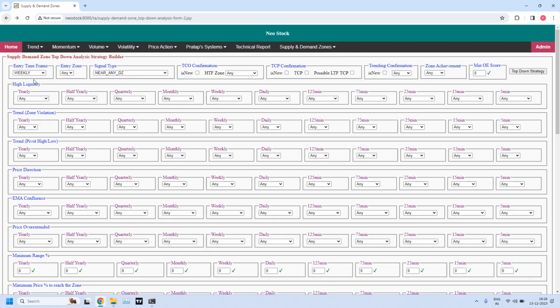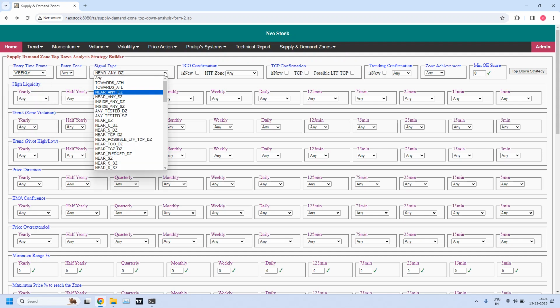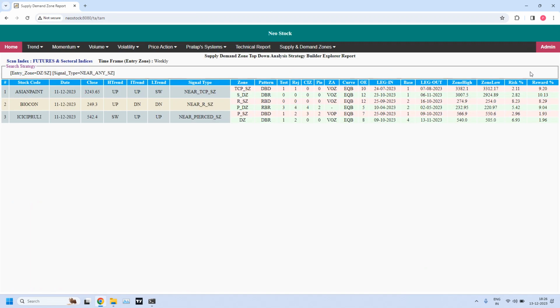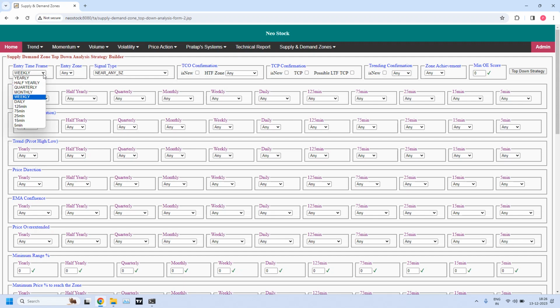Let's go back. Entry time frame is weekly. Let us find the stocks near weekly supply zone. So 3 stocks are filtered which are near weekly supply zone. Let's go back. And daily time frame we have already generated. So 125 minutes. Let us select 125 minutes. Entry time frame 125 minutes.